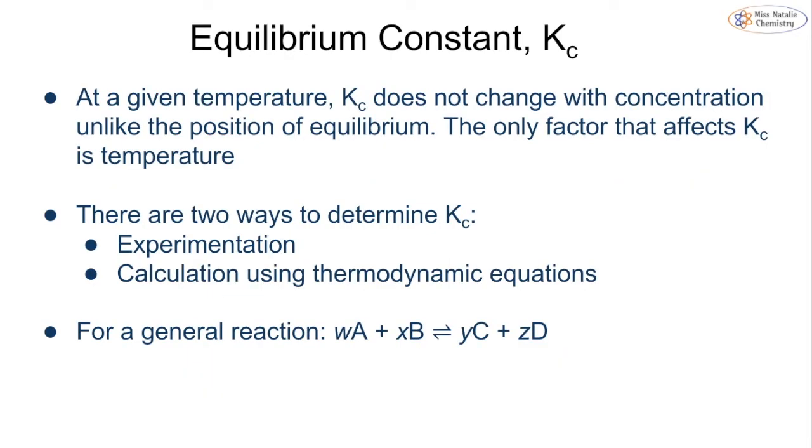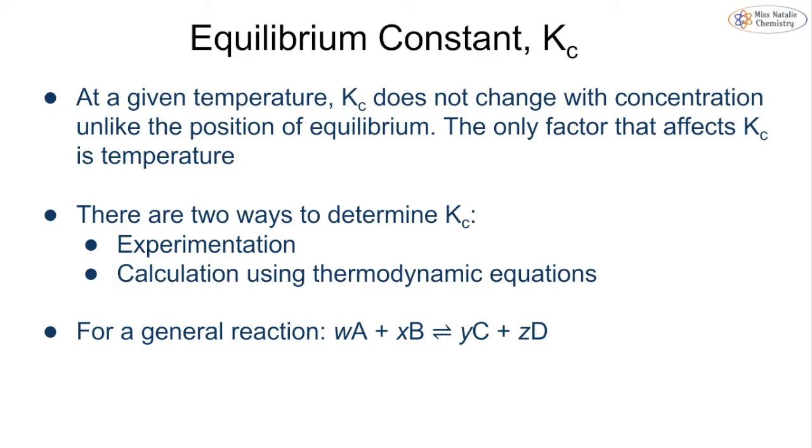Now, at a given temperature, Kc does not change with the concentration. Now, this is different to the position of the equilibrium. So what we're saying is this value is constant. The only factor that affects it is temperature. And so Kc is different to the position of equilibrium. Please bear that in mind, and again, that's something that we'll talk more about later on in the second half of this unit. So there are 2 ways that we can determine Kc.